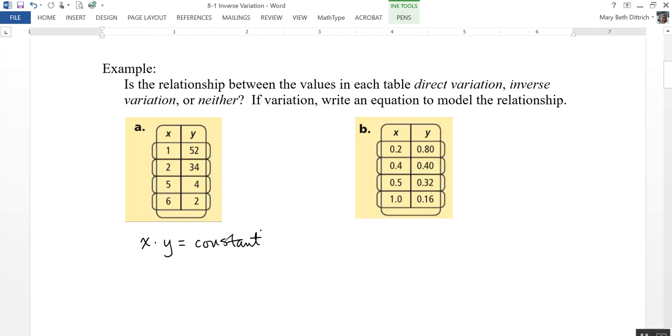So let's take a look at our table. 1 times 52 is 52. 2 times 34 is 68. So x times y does not equal a constant. Therefore, it's not going to be inverse variation.